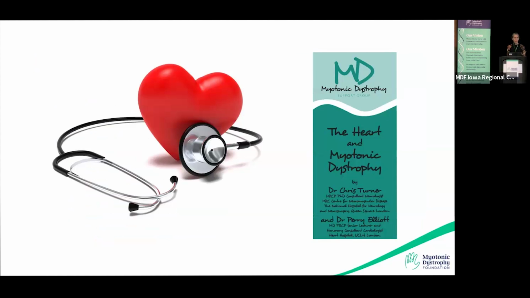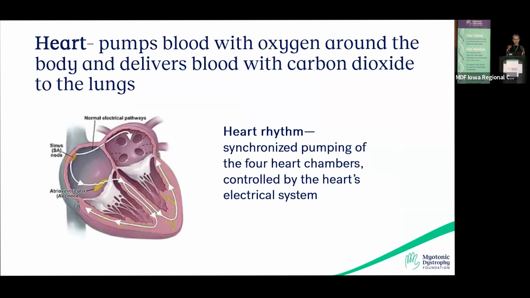The heart is involved in myotonic dystrophy. I included this photo here, which is from a brochure online that was put together by a myotonic dystrophy support group out of the UK. And it's a really nice brochure going over the cardiac issues. And I also included the photos from that brochure here as well. So what does the heart do? It's responsible for pumping blood that contains oxygen around the body. And then that blood gets back to the heart, and then the heart pumps that blood that now has carbon dioxide in it into the lungs to get exchanged for oxygen again.